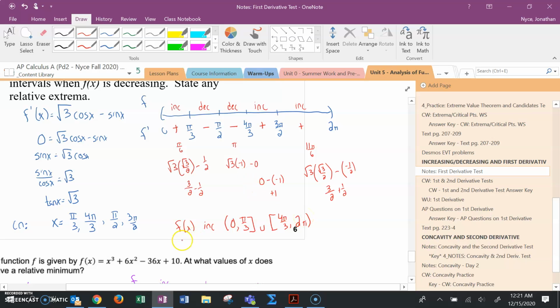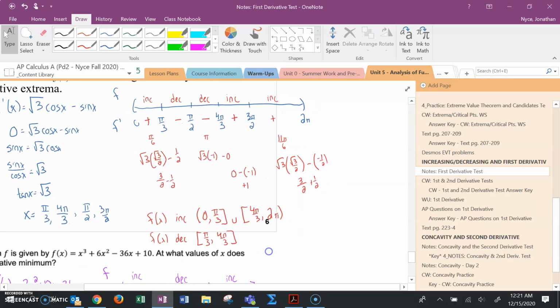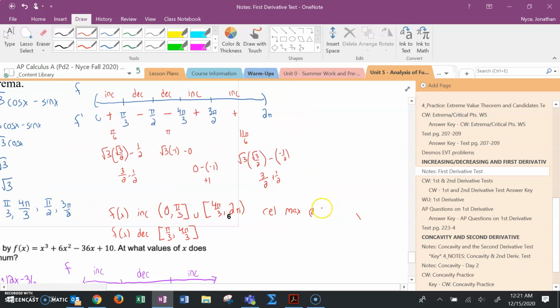And then f of x is decreasing on the interval from pi over 3 all the way to 4 pi over 3. And we would have a relative maximum at x equals pi over 3.